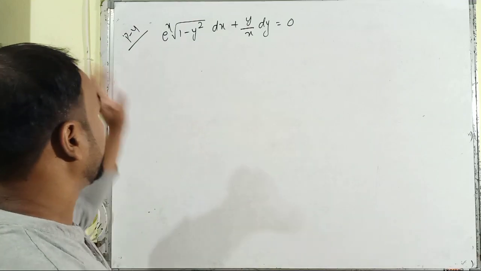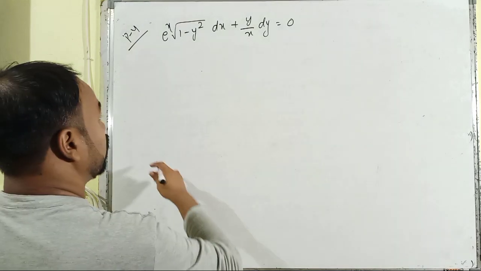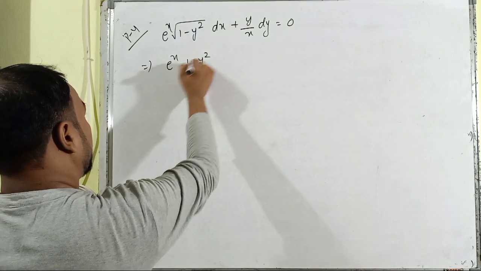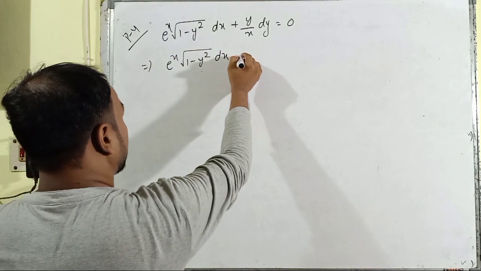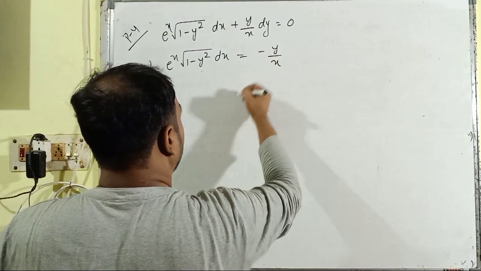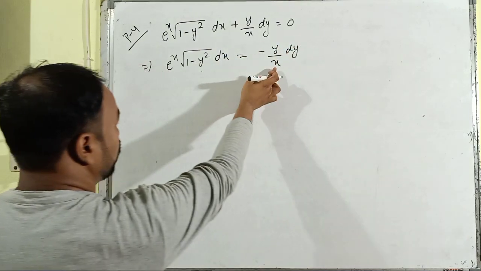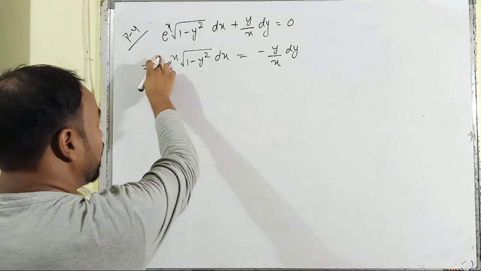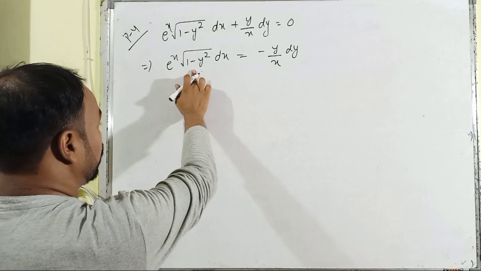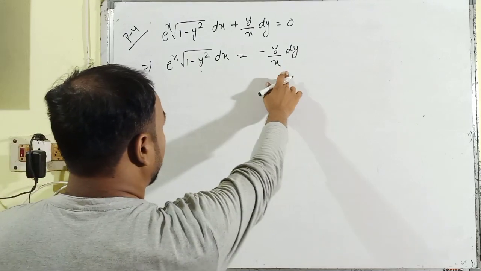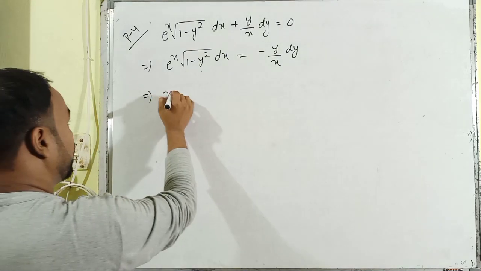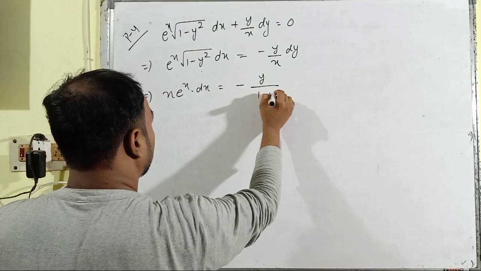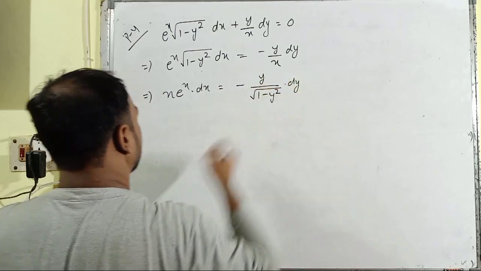So here it is, the fourth problem of this session, and let us solve it. So first of all we have to separate the variables here. So it will be e to the power x multiplied with the square root of 1 minus y square dx is equal to minus y upon x dy. And then we have to change the side of x and bring it back into the left hand side, and then we have to shift the term square root of 1 minus y square and divide it on the right hand side. So it will be x e to the power x dx is equal to minus y upon square root of 1 minus y square dy.